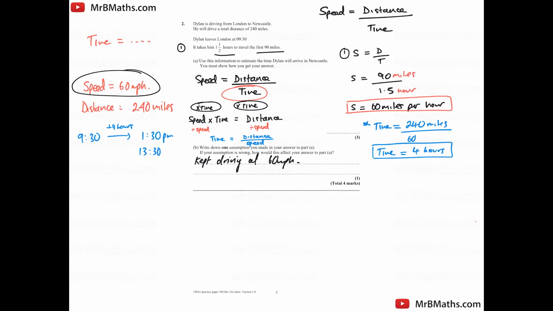If your assumption is wrong, how would this affect your answer? Well, it would be assuming that there were no stops or he didn't speed up. So you could say that if he stopped, he arrived later, or due to slower speed. Or he would arrive earlier if he drove at 70 miles per hour, for example.